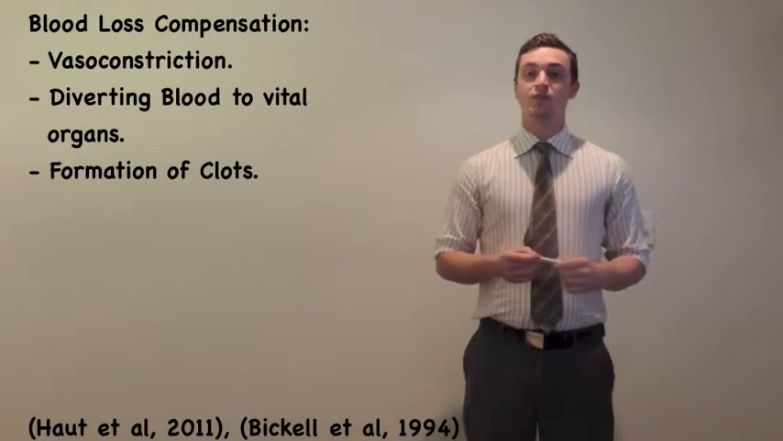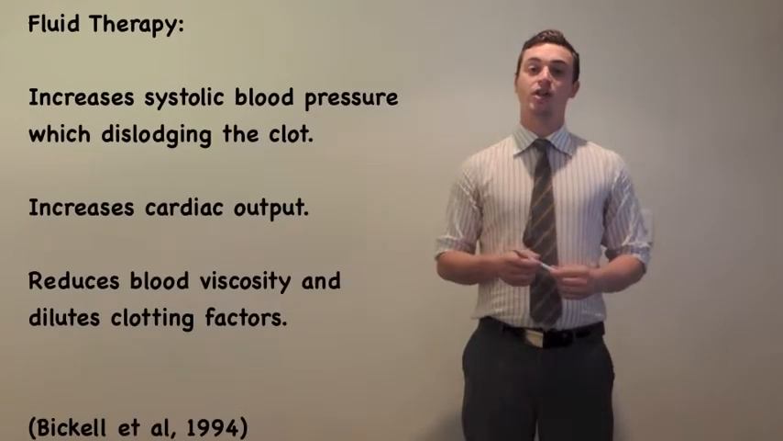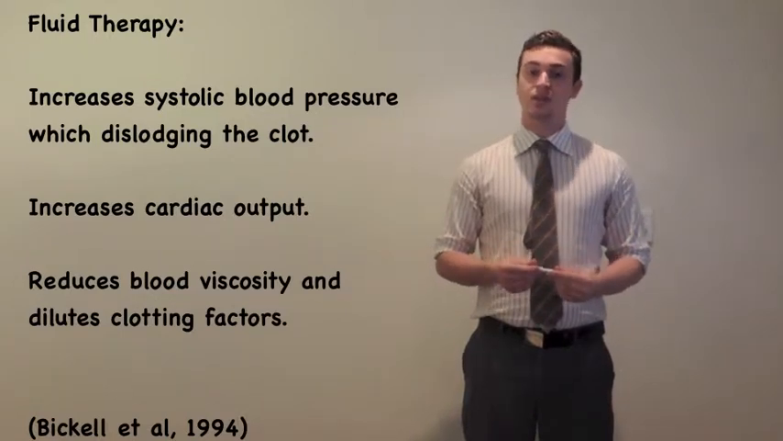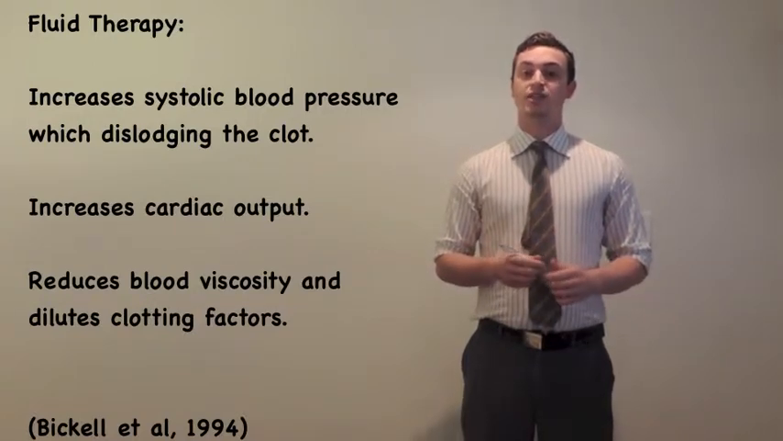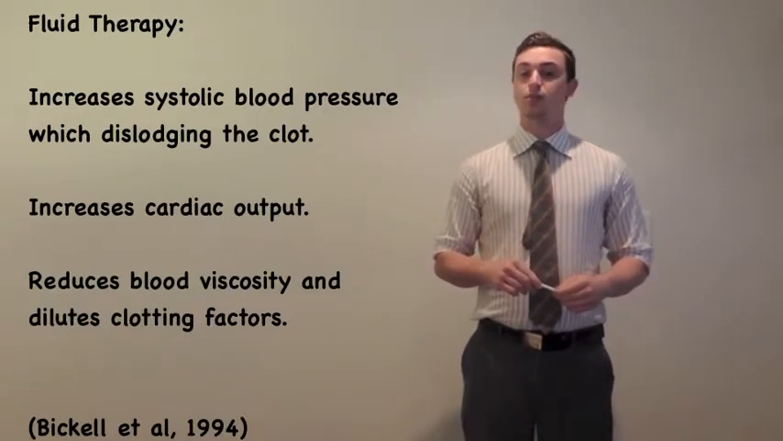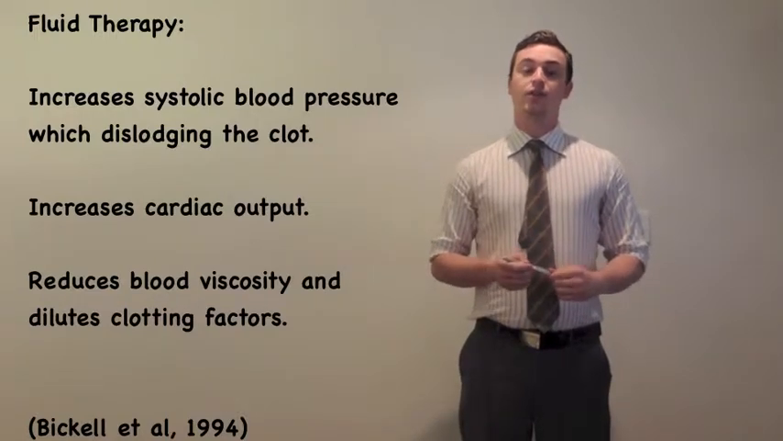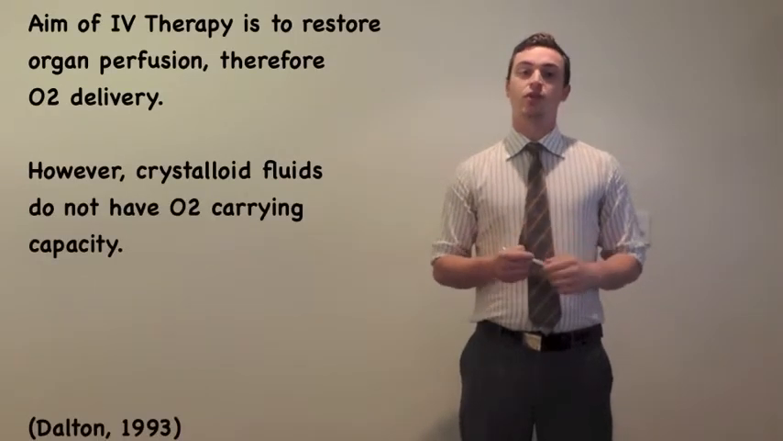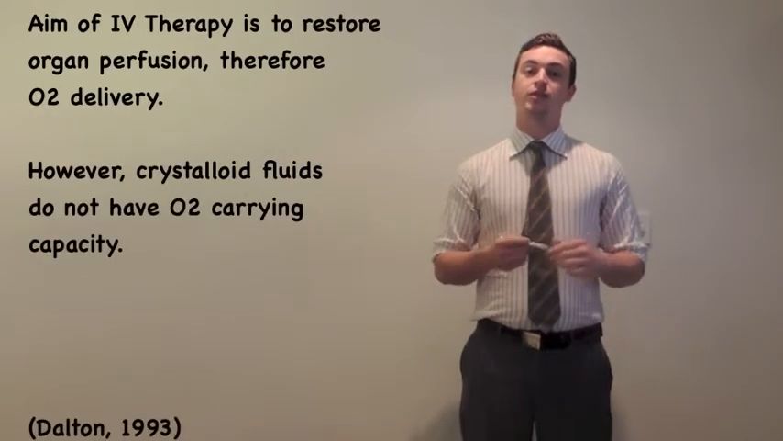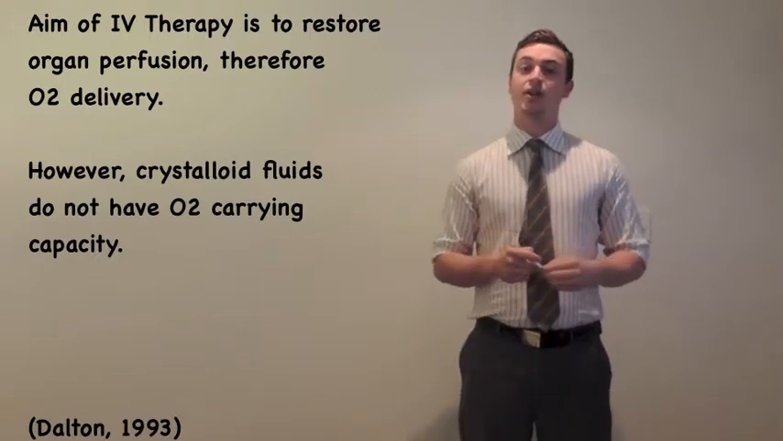However, when fluid is administered, it reverses these effects by increasing the systolic blood pressure, and this results in the clot being dislodged, causing rebleeding. The fluid will also increase the circulating volume that has a tendency to increase cardiac output, ultimately increasing blood pressure. These effects will reduce blood viscosity and dilute clotting factors. The aim of administering fluid is to restore organ perfusion and therefore oxygen delivery. But how can this be achieved if crystalloid fluids have no ability to carry oxygen?